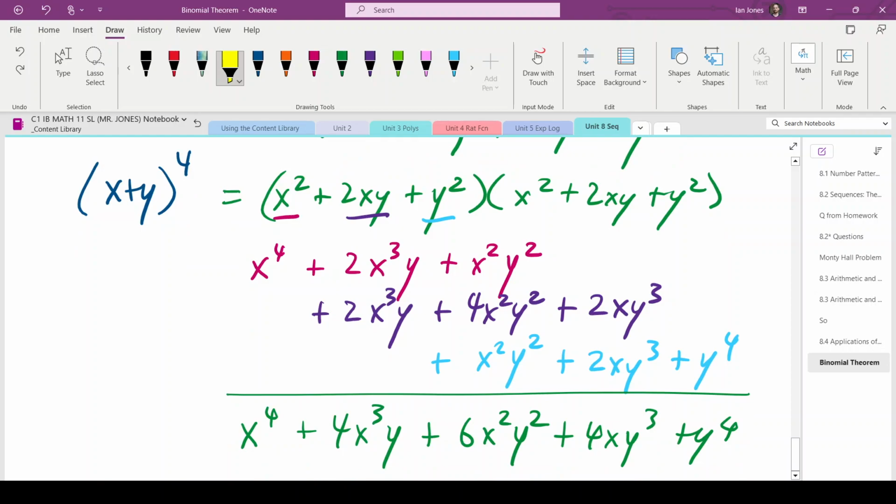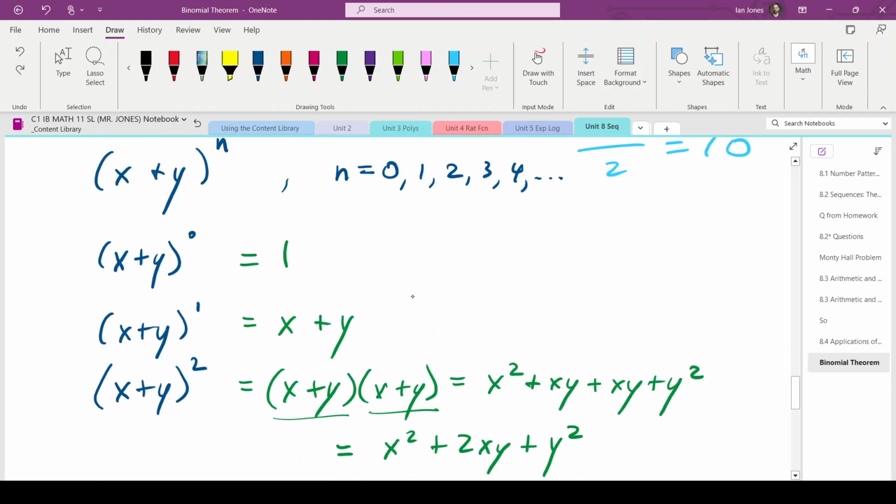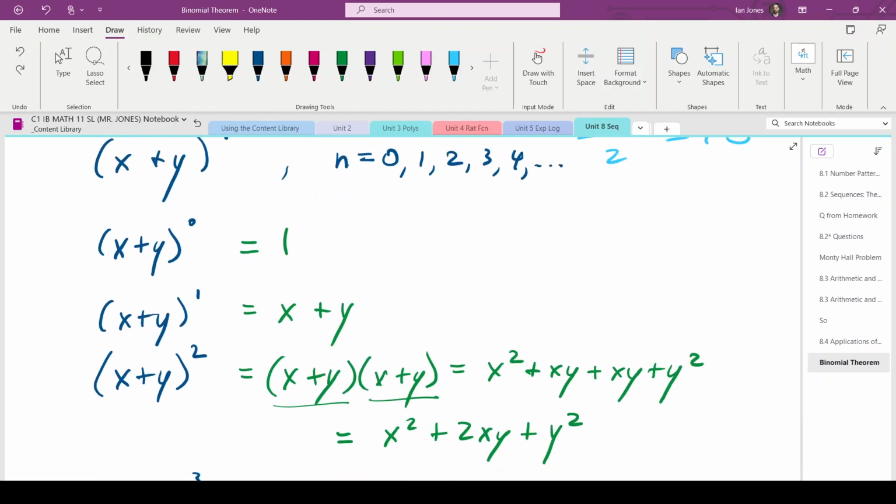All right. Now, what do you notice here? Looking at all of these. Well, let me make this a little bit more clear. I'll take this reddish color. I'm going to get my coefficients.